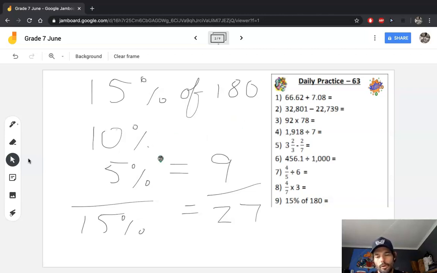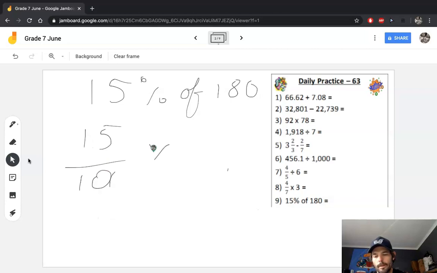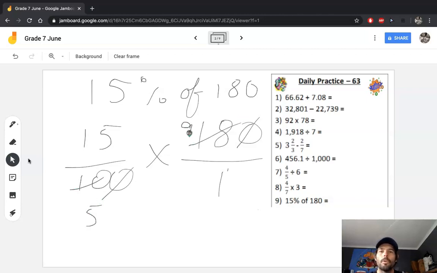Alternatively, you could turn them both into fractions, because we know that of is multiply when we come to fractions, and that's what your fraction calculation will look like. You know that 10 goes into 100 10 times, goes into 180 18 times. We can simplify it further to 2 goes into 10 5 times, 2 goes into 18 9 times. We could then simplify 5 over 15 to 3 multiplied by 9, because 9 over 1 is equal to 9, and there is your answer of 27 again.